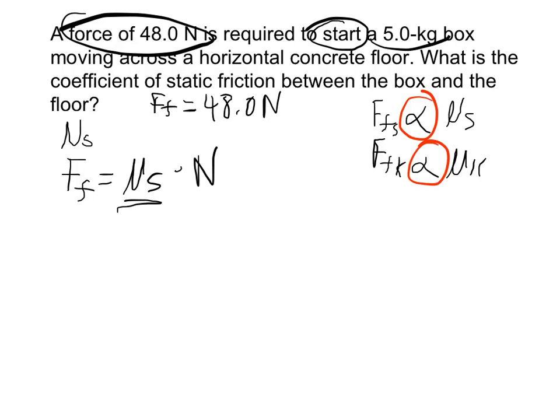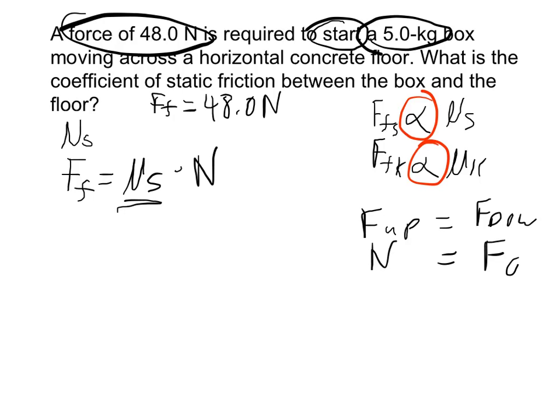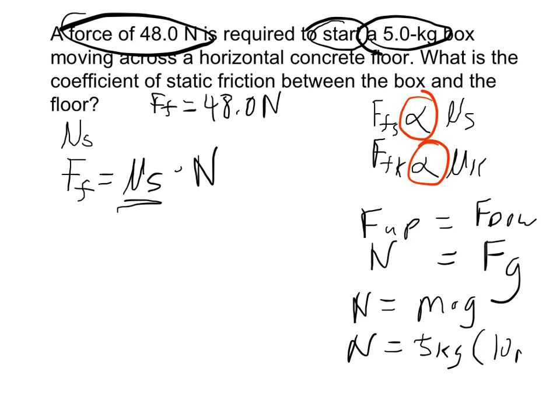We have a 5 kilogram box, so we can find its normal force. Up forces equal down forces. Normal force is up. Normal force on a horizontal surface counteracts force of gravity. Normal force, therefore, is mass times gravity. Normal force is 5 kilograms times 10 newtons per kilogram. Normal force is 50 newtons.